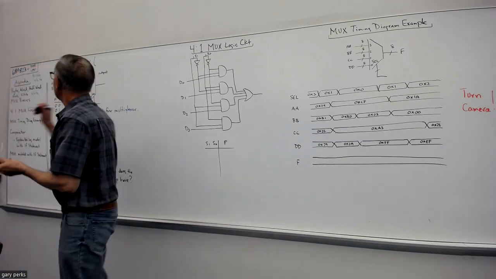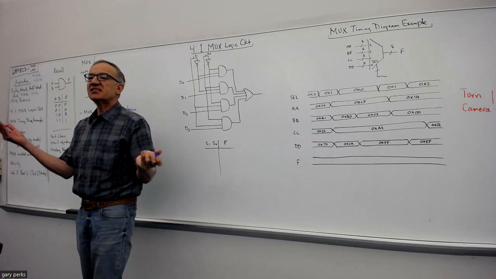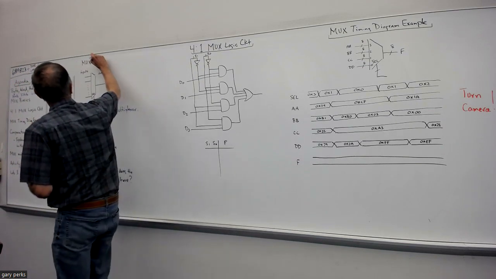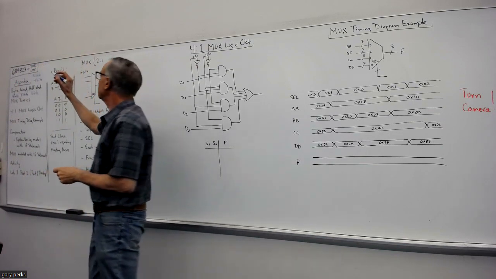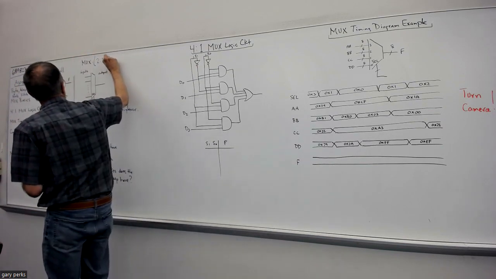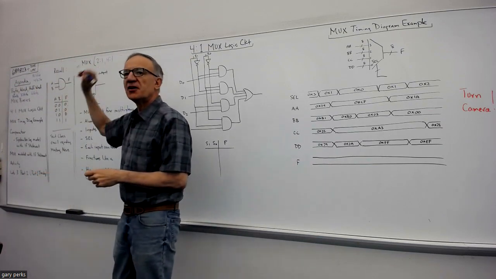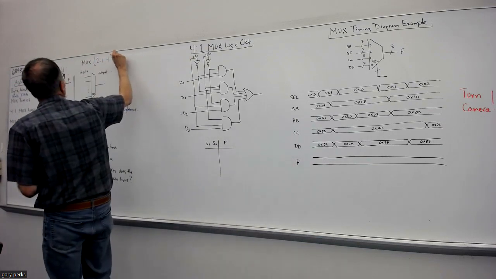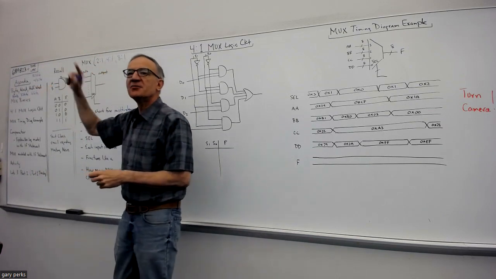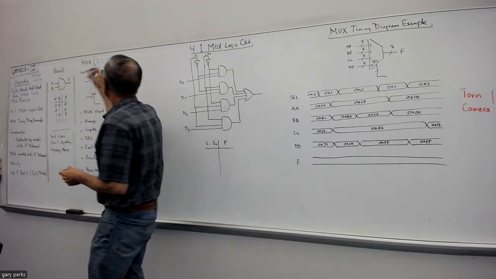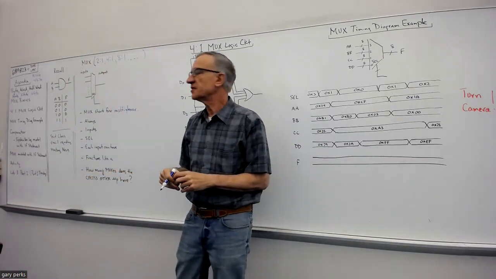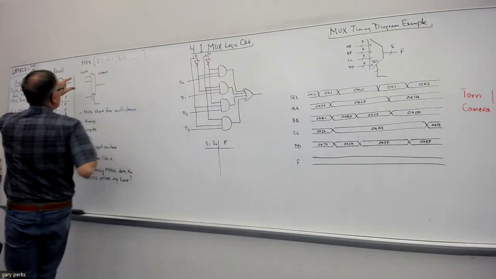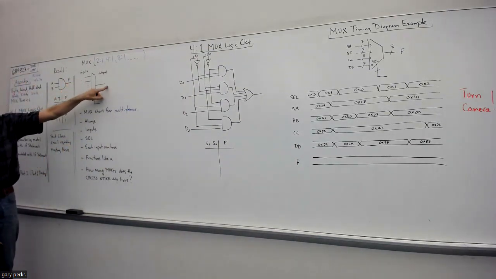So the common size MUXes that we have: we can have a 2-to-1 MUX. That means 2 inputs, 1 output. 4-to-1, 4 inputs, 1 output. 8-to-1, 8 inputs, 1 output, and so on. Like I said, just keep on going in powers of 2. So you've got your inputs, you've got your single output. Again, there's always just 1 output to a MUX.